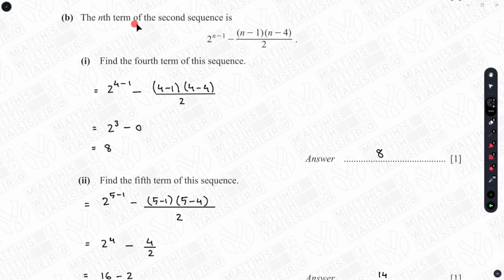Then it says the nth term of the second sequence is this. So this is the expression for the second sequence. We need to find the fourth term of this sequence. So for this, we simply have to substitute 4 for n, and then we will get 2 to the power 4 minus 1, which is 3. 4 minus 1, 4 minus 4, so this will become 0. So this whole fraction will become 0. Therefore, it will be 2 cubed, which is 8.